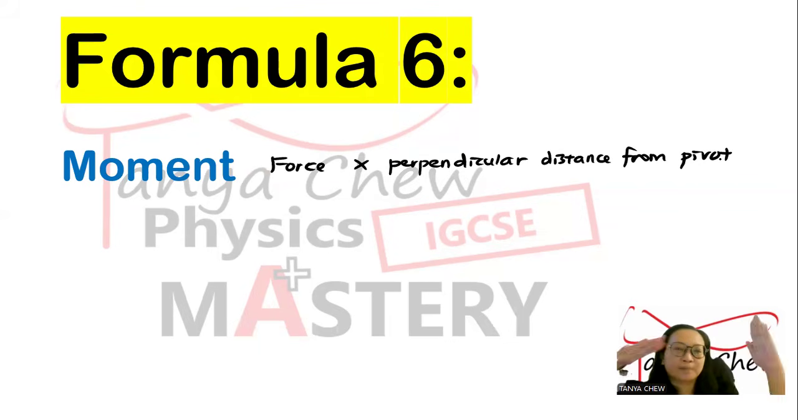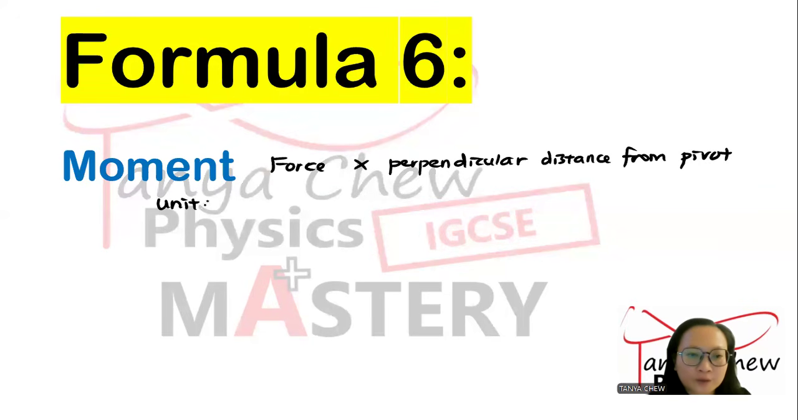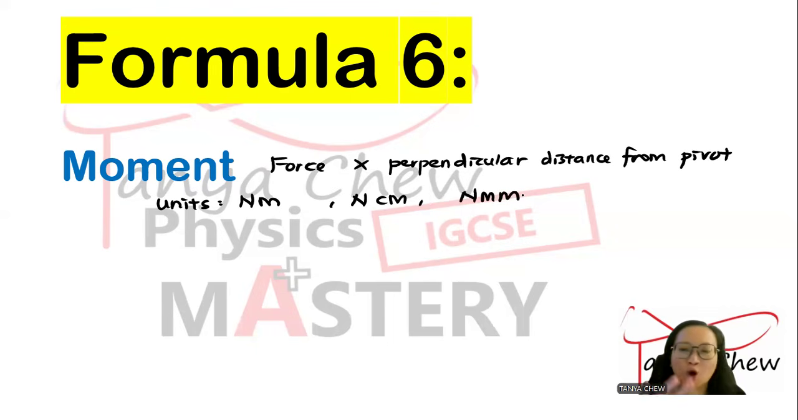Force and distance must act perpendicularly to each other. And since moment causes turning effect, the object could turn in clockwise or anti-clockwise direction. The unit of moment could be Newton meter, Newton cm, Newton mm. Force must always be in Newton. Perpendicular distance, it depends on the question.